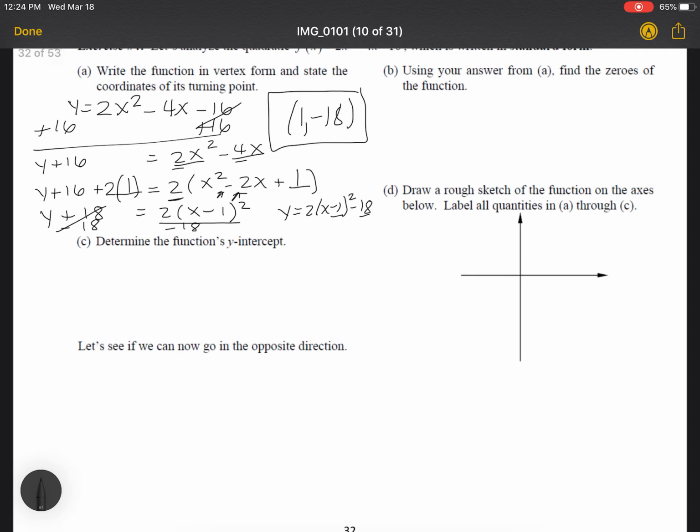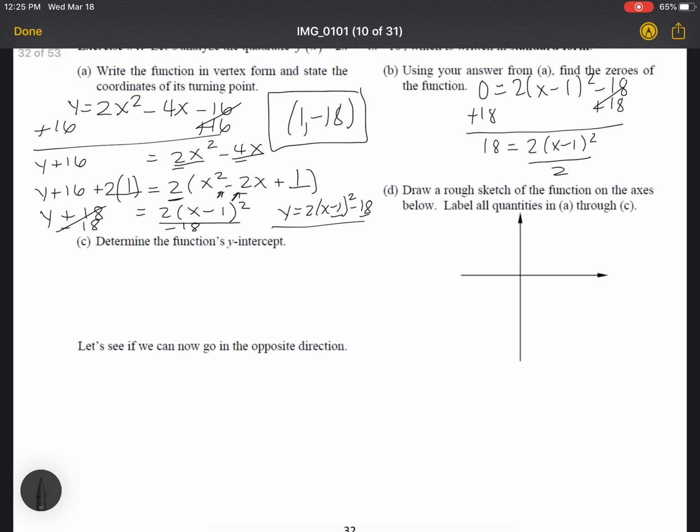Okay, so B says use your answer from A to find the zeros, which means we need to solve this quadratic for x. So if we're finding the zeros, we're going to take our vertex form and set that equal to 0. So it's going to say 0 equals 2 times (x minus 1) squared minus 18. First thing we need to do to get x by itself is we need to add 18 to both sides. So we get 18 equals 2 times (x minus 1) squared.